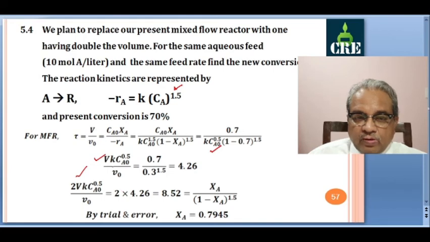So 2, and you know this now. So 2 into this constant 4.26, that is 8.52, and that will be Xa by (1 minus Xa) raised to 0.5. Now we know this value. Here we knew Xa and we have found out this constant. Now this becomes 2 times, and the new value of Xa you have to find out. So Xa by (1 minus Xa) raised to 1.5. So this you have to solve by trial and error method, and you get Xa equal to 0.7945.